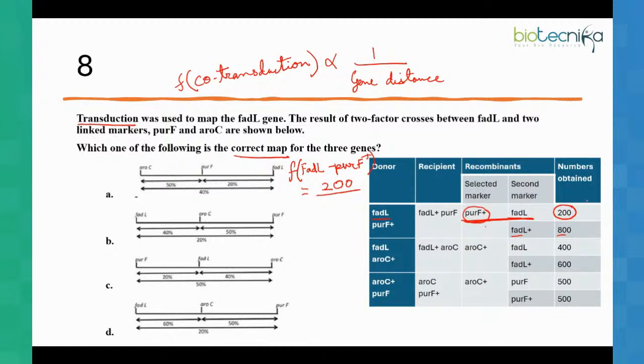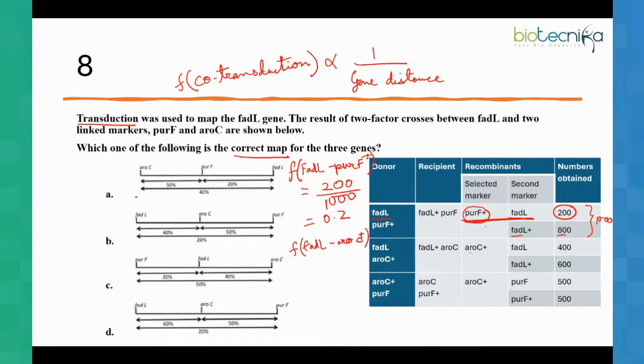You can see this is 1000, right? So we are considering one gene here. So this is 1000. So 200 divided by 1000, that gives you 0.2. Next, in the same way, find the co-transduction frequency of the other two. So FADL and ARO-C.